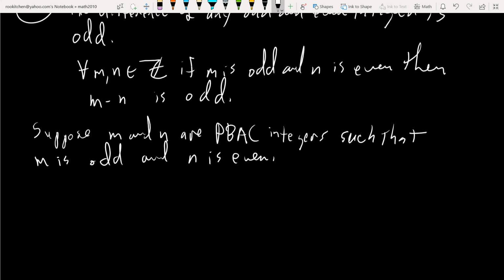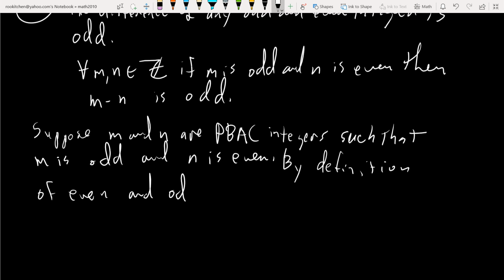So where are we? Suppose m and n are arbitrary integers such that m is odd and n is even. By definition of even and oddness, we note m is equal to 2 times k plus 1, and then n is equal to 2 times k, sort of.